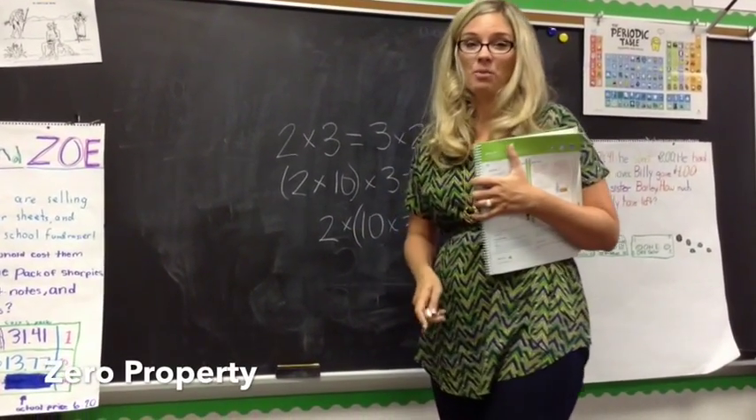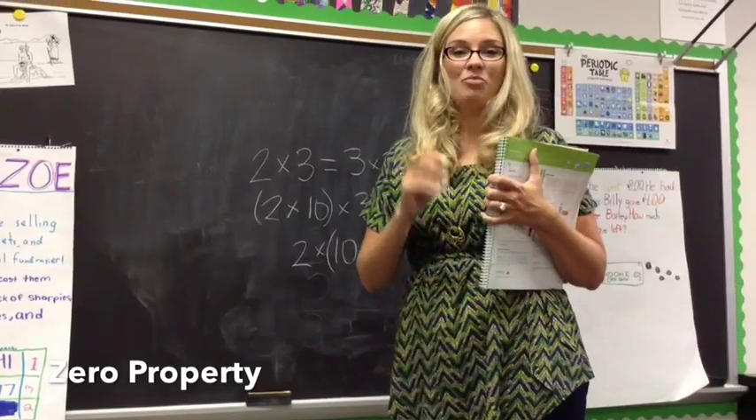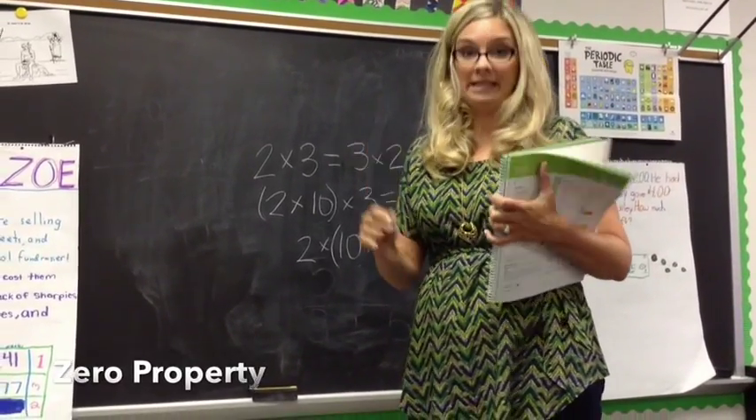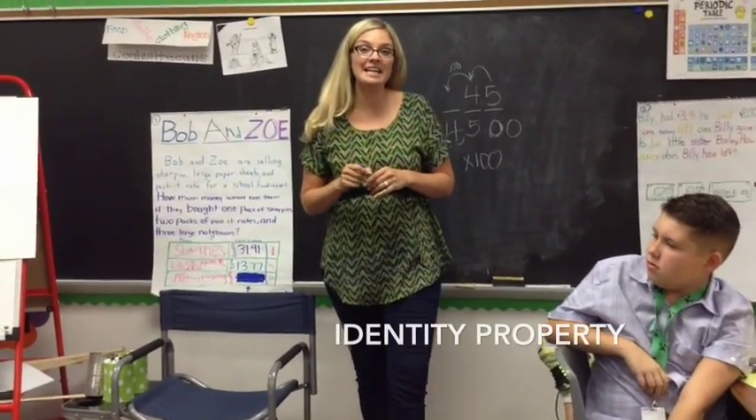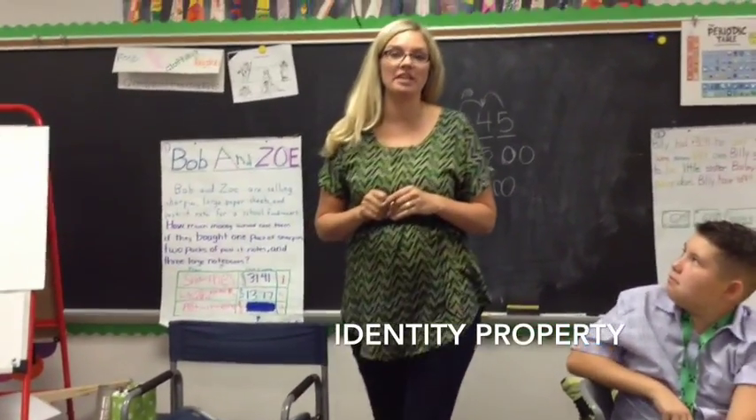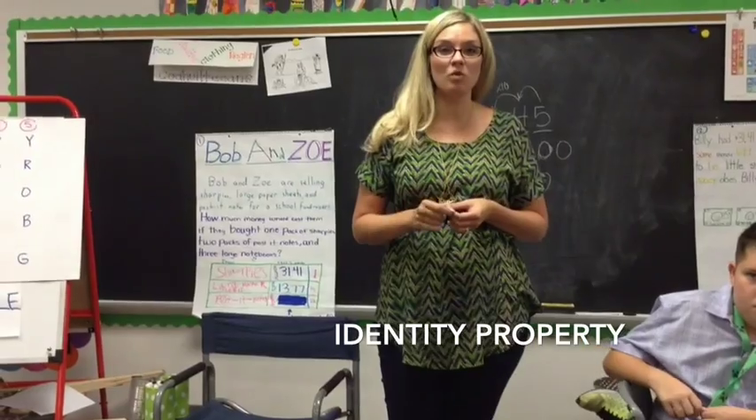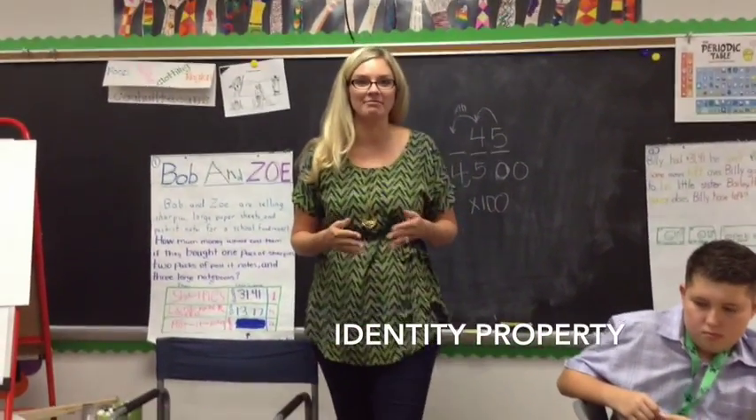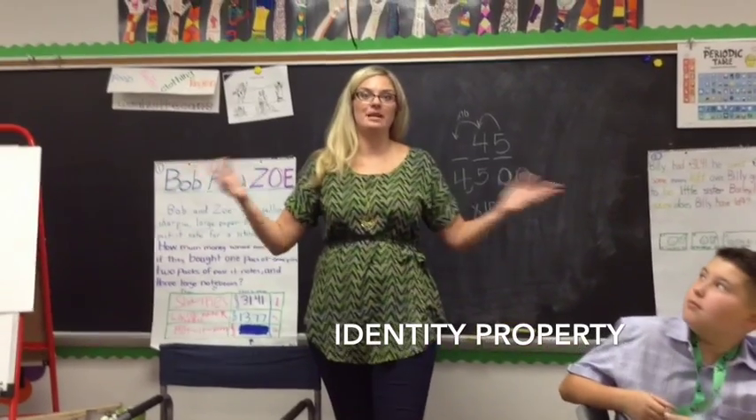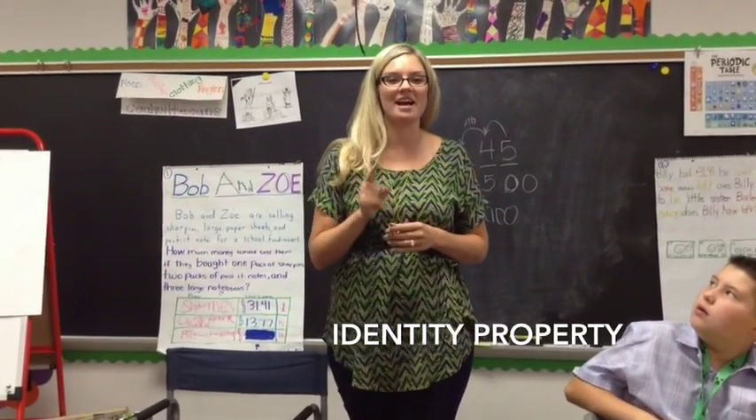Also, we have a zero property. Remember, anything that you multiply times 0 is 0 all the time. It never changes. Also, don't forget that the identity property of multiplication is anything times 1 is equal to itself. So 10 times 1 equals 10. 1 million times 1 equals 1 million. The identity property.